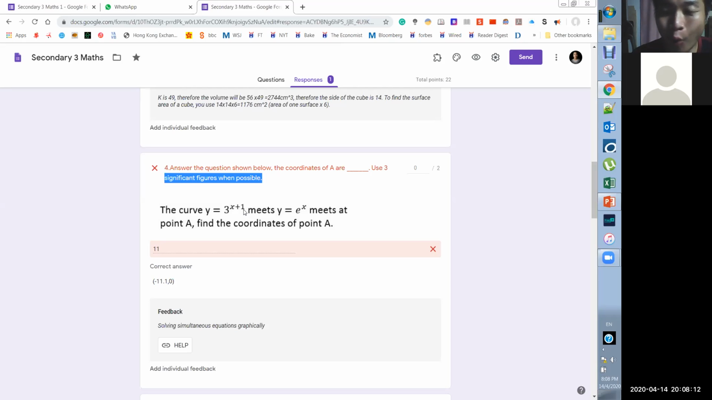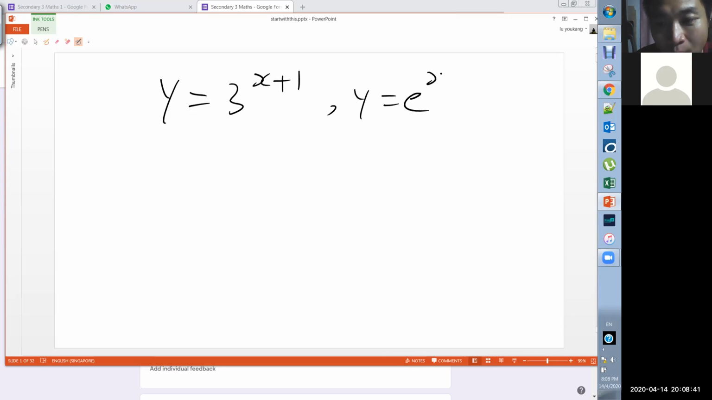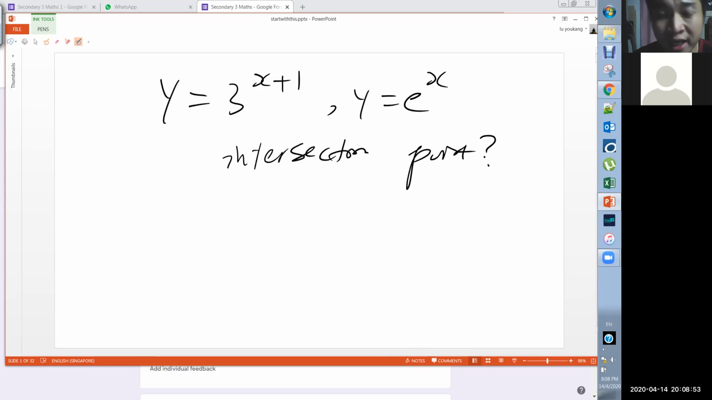So basically, I always emphasize what? I always emphasize the technique behind is more important than the questions itself. Okay? So for this particular question, it says this curve meets this curve at this point A. So basically what it means is, if I were to just briefly talk about it, this one meets this at one point. So you want to find the intersection point, right? When you need to find the intersection point, the concept is solving simultaneous equation.